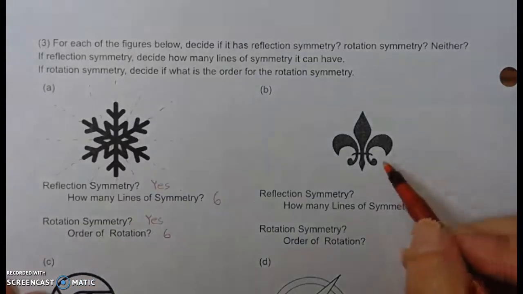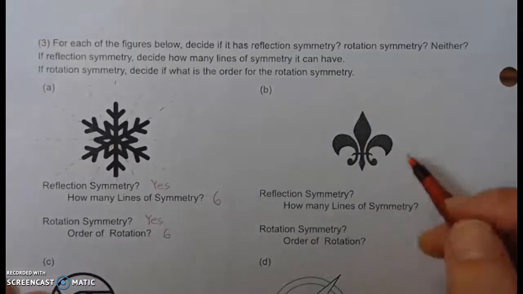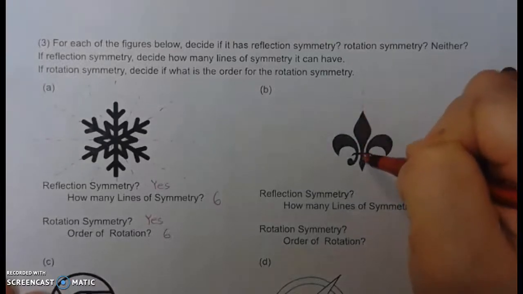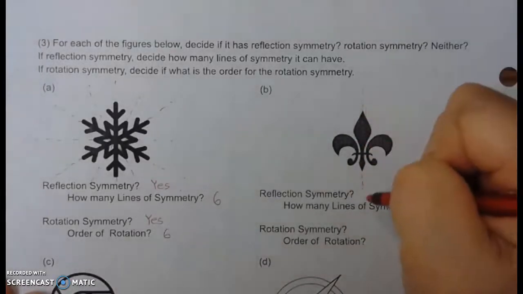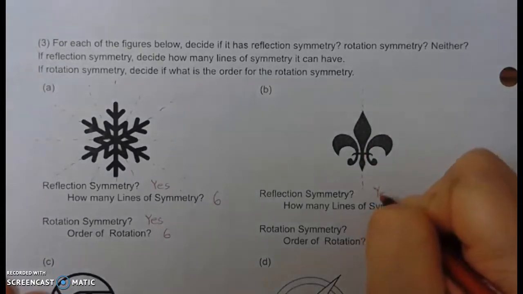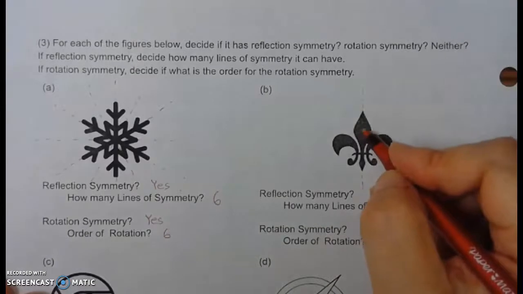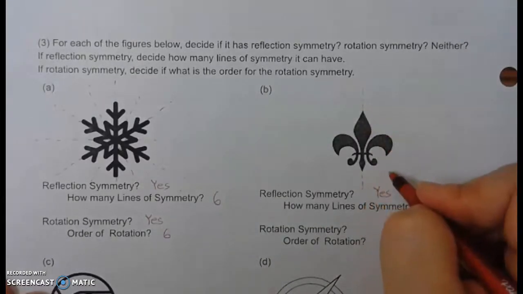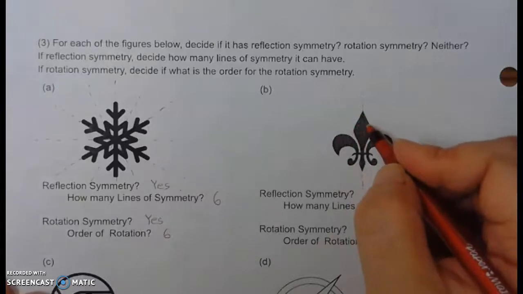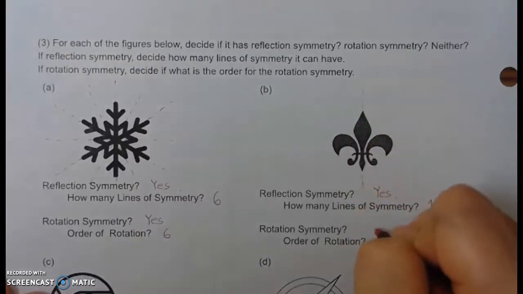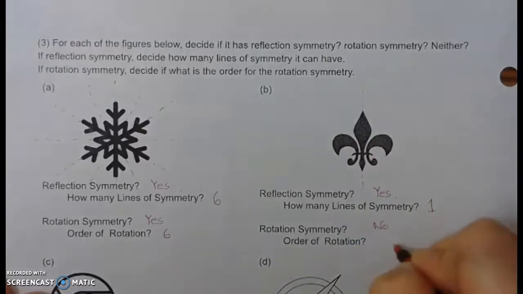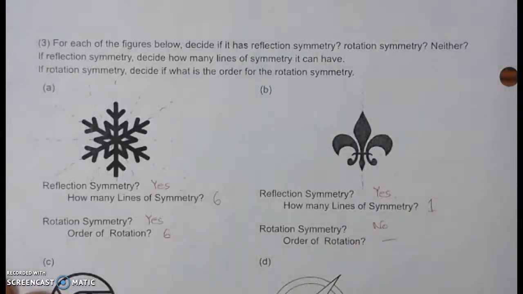Alright, what about this? Reflection symmetry. How can I fold it or cut it in half so that its left and right is an exact match? Just one way. So there is only one reflection symmetry, but it does have it. What about rotational symmetry? Can I turn it in such a way that it will match up? Not until we get 360 degrees, and if that is so, then we do not say it has a rotational symmetry, so it's no, and so there's no order of rotation.